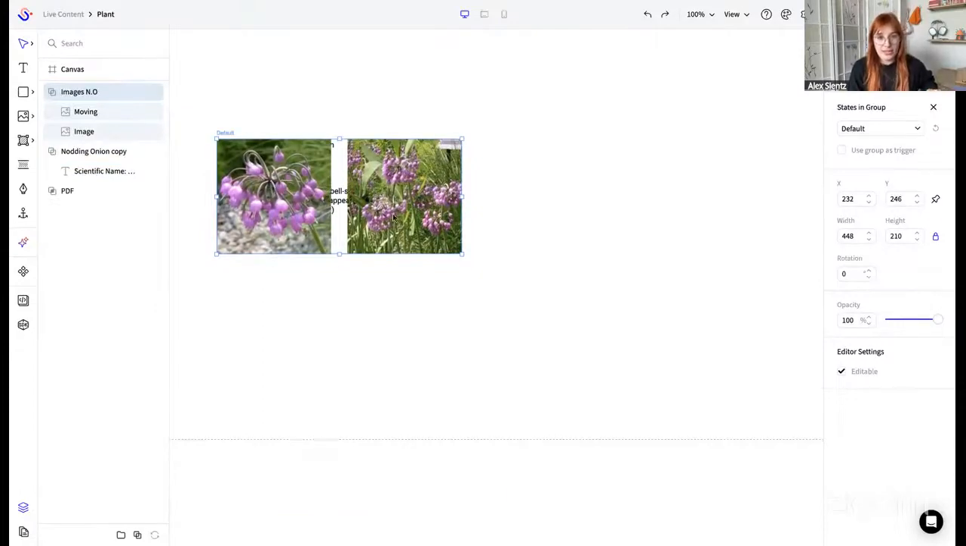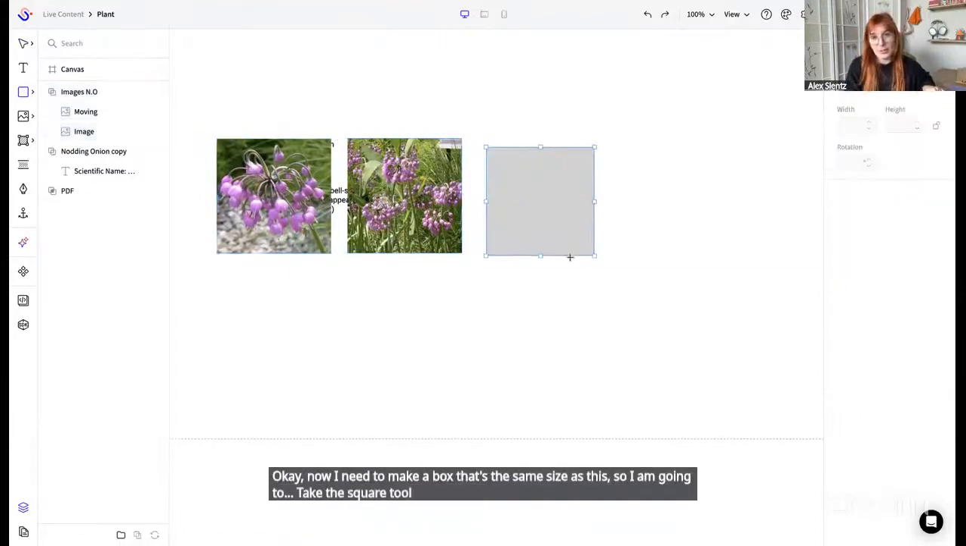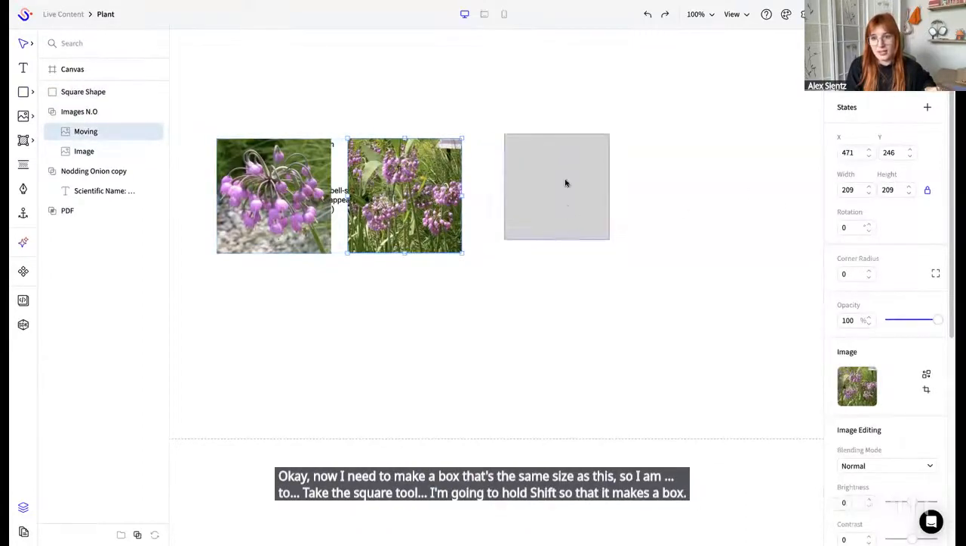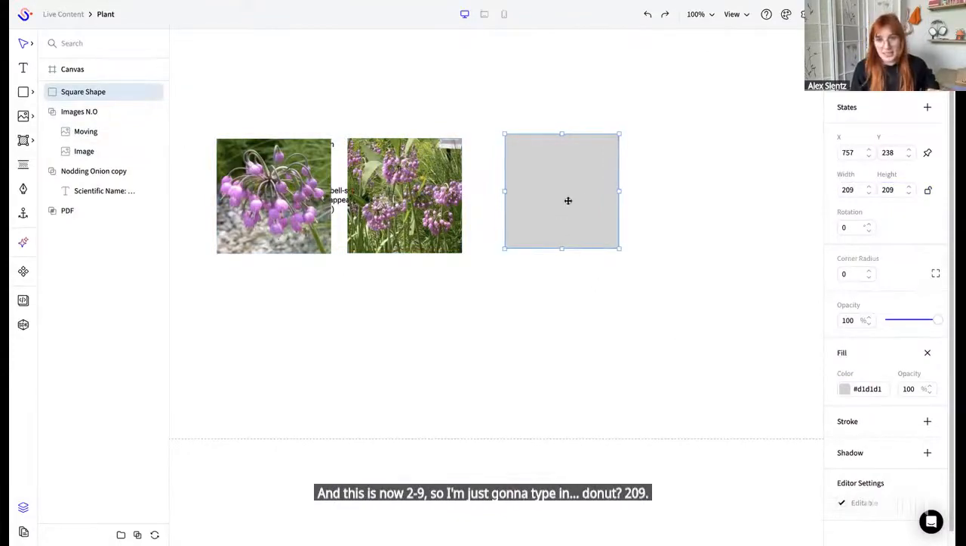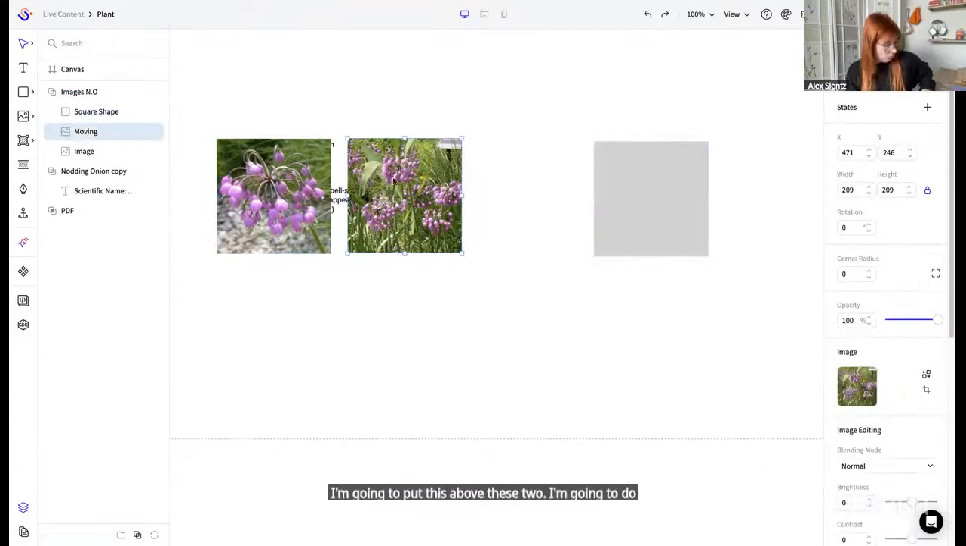Okay, now I need to make a box that's the same size as this. So I am going to take the square tool. I'm going to hold shift so that it makes a box. And this is now 209, so I'm just going to type in 209. Perfect. I'm going to go over here. And then to make sure that these are all aligned properly, I'm going to put this above these two.